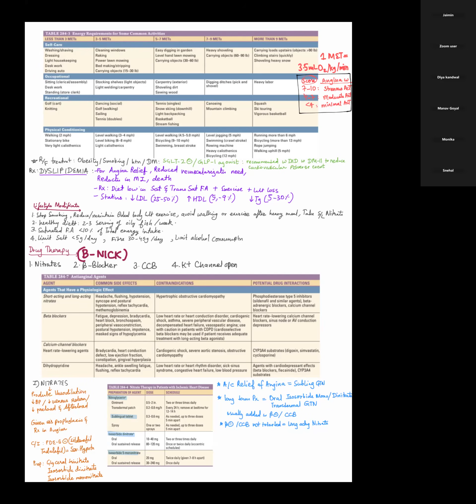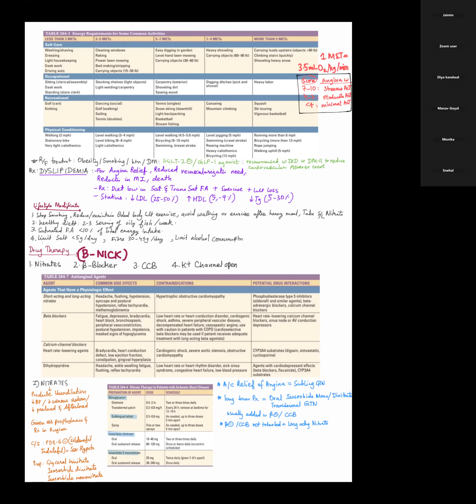Nitrates are given for acute relief of angina, like sublingual glyceryl trinitrate, and for long-term prophylaxis, oral isosorbide mononitrate or oral isosorbide dinitrate. They are usually added to beta blockers and calcium channel blockers, or given when the beta blockers and calcium channel blockers are not tolerated. Then long-acting nitrates are given.